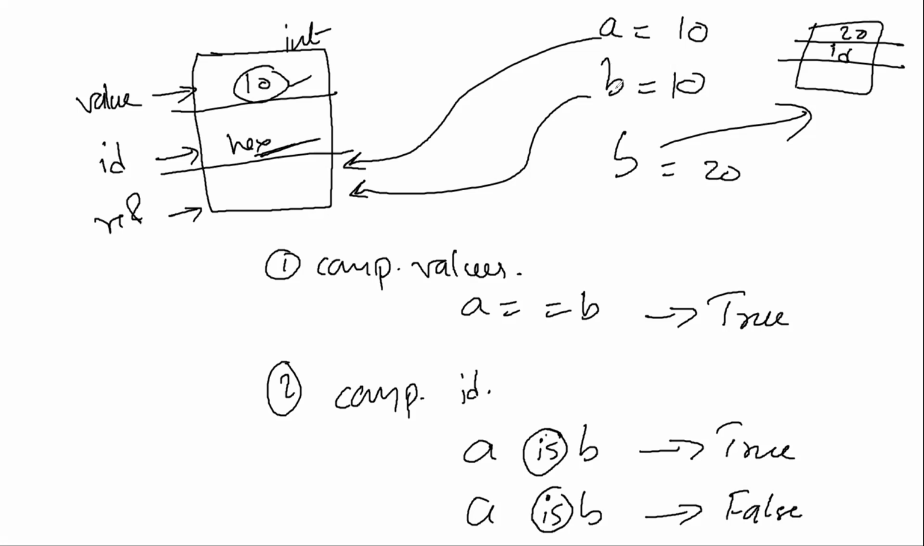A and B both different variables, sir. Different variables, yes. But A is B. How can A is B be true, sir? Because the is operator is checking the identity of A and B. So A is referring to this location, right?